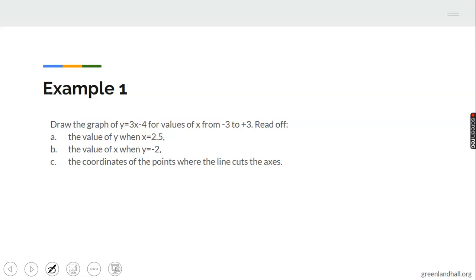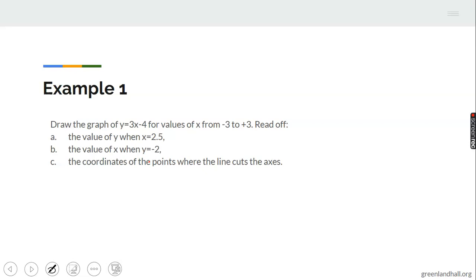Now let's look at this example. We want to draw a graph of the equation y equals 3x minus 4. Since I'm not holding a graph here, and I know you do, you will be the one to do a lot of the work. You'll be the one to draw the graph, so be sincere to yourself. We want to draw the graph of y equals 3x minus 4 for values of x from minus 3 to plus 3. We have to read off the value of y when x is 2.5, and so on, and the coordinates of the point where the line cuts the axis.